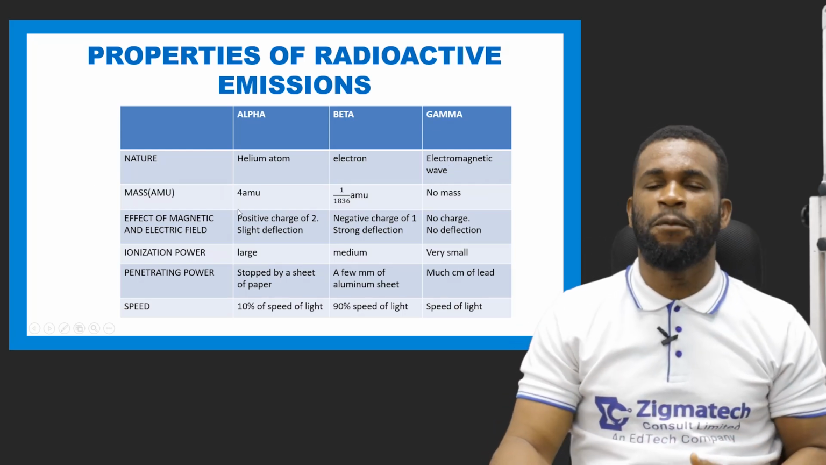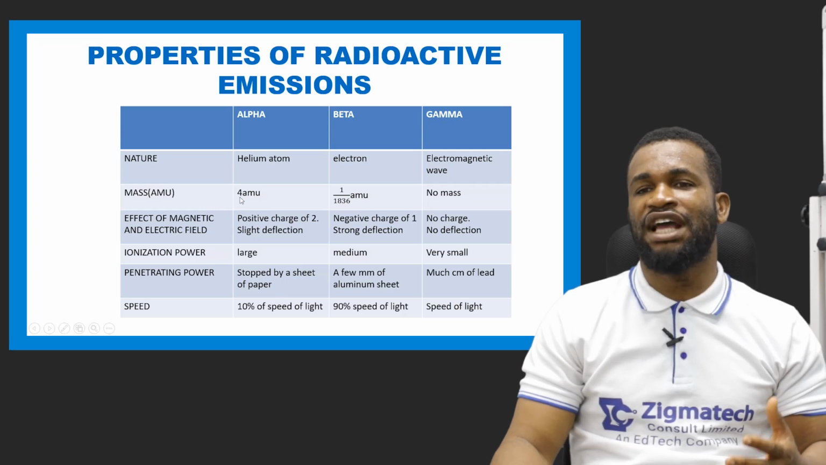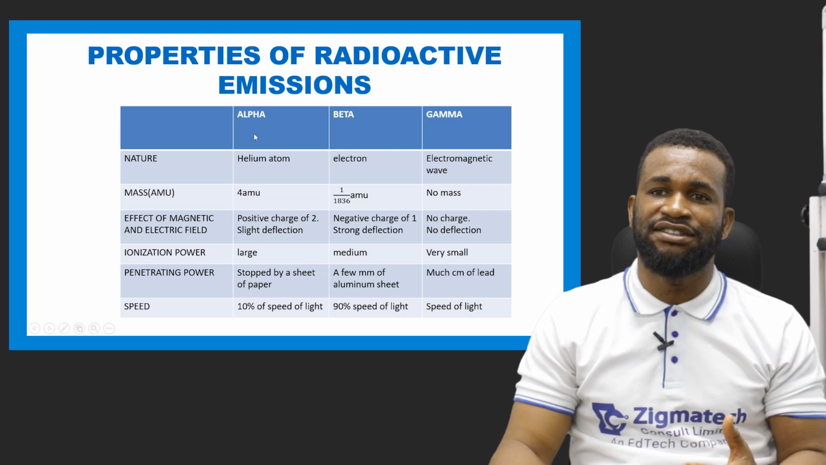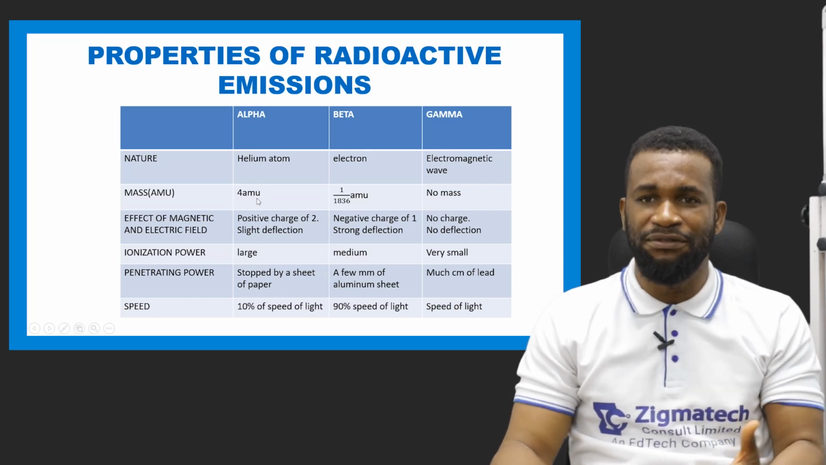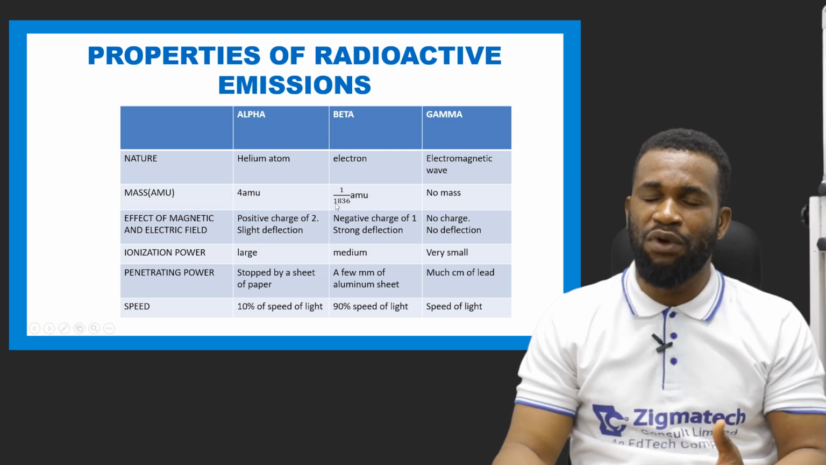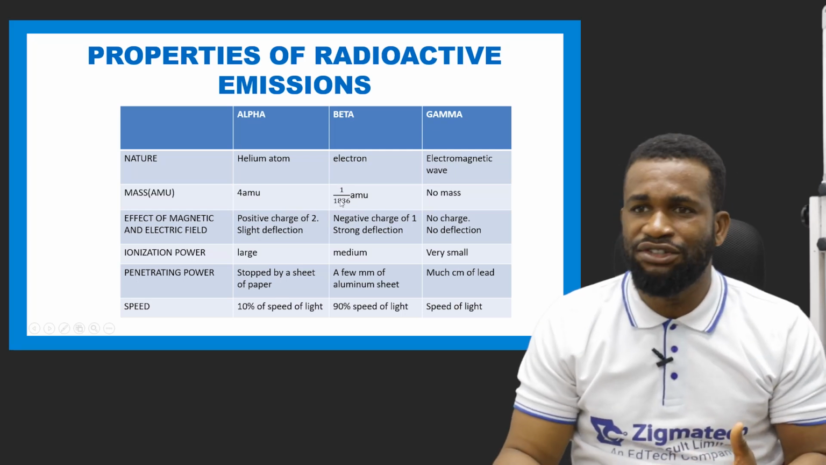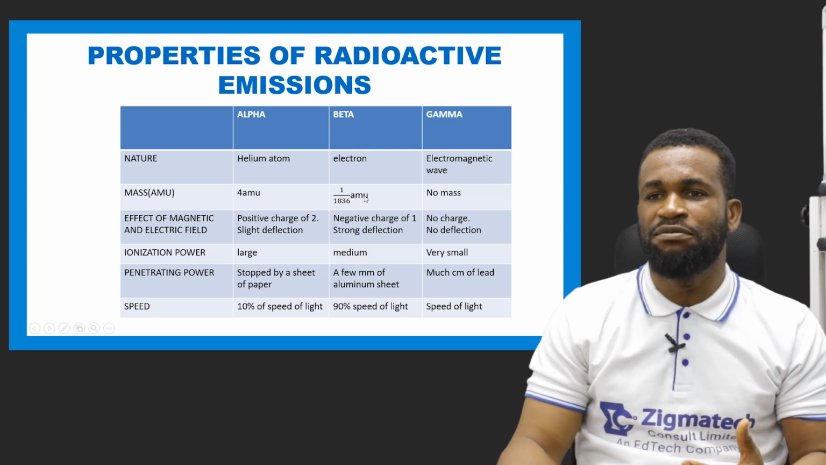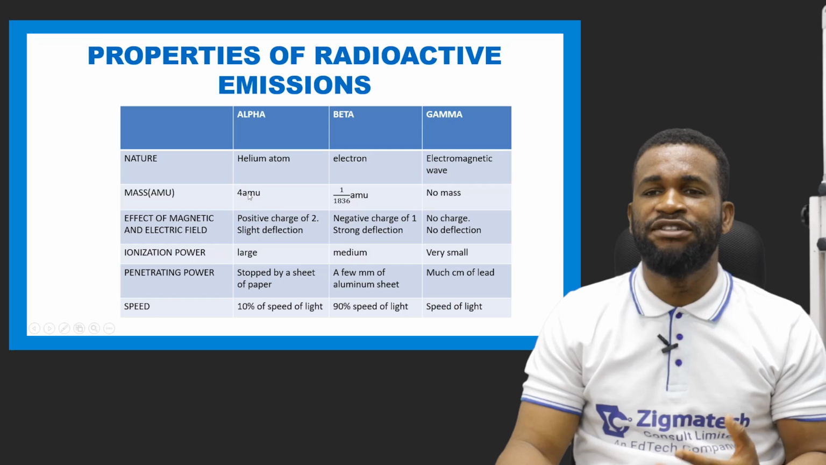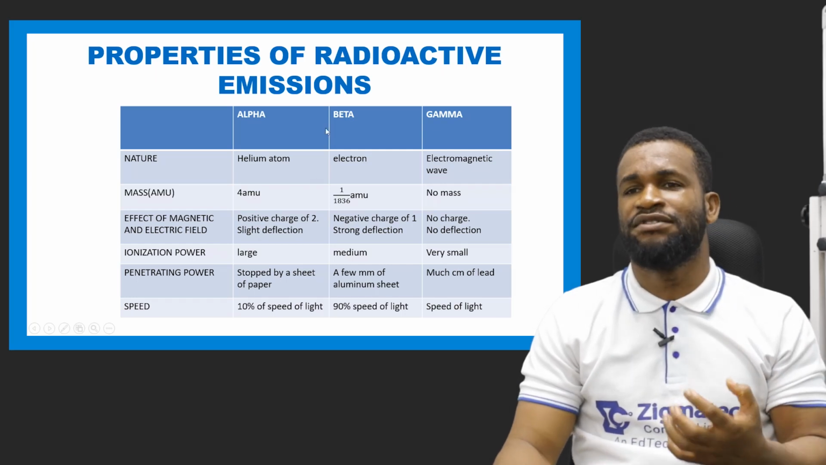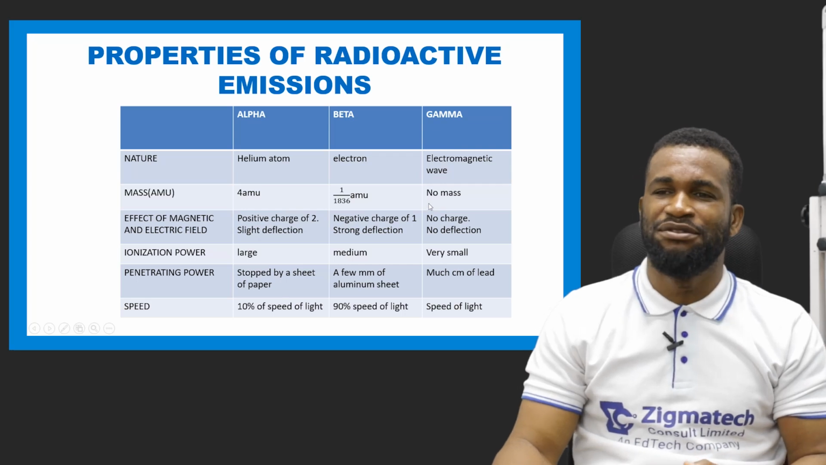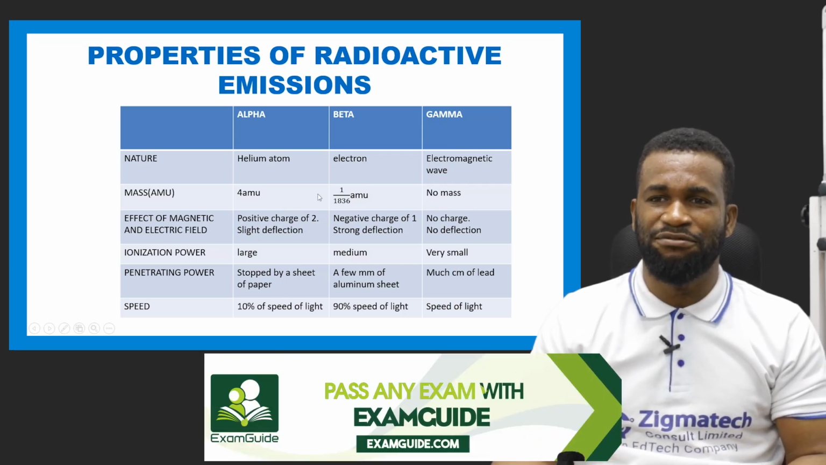The mass, what do I mean by mass? AMU is atomic mass unit. So you now realize that alpha is very heavy compared to beta. Look at beta: 1 over 1,836 atomic mass units. That means the alpha particle is heavier than beta. And then gamma does not have mass. So a gamma ray does not have mass at all.